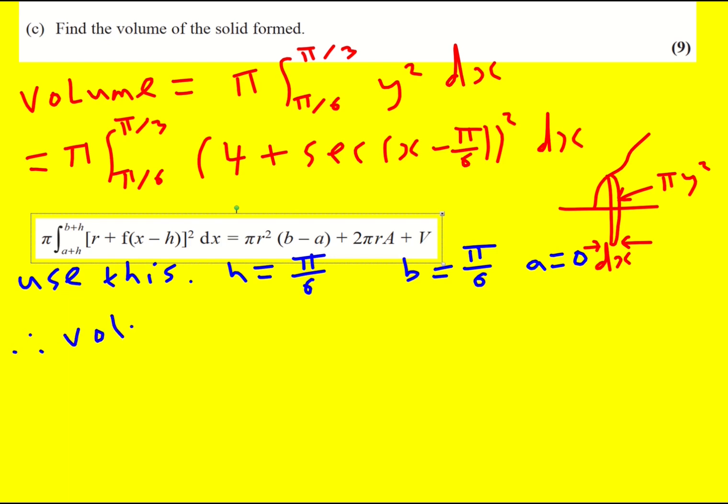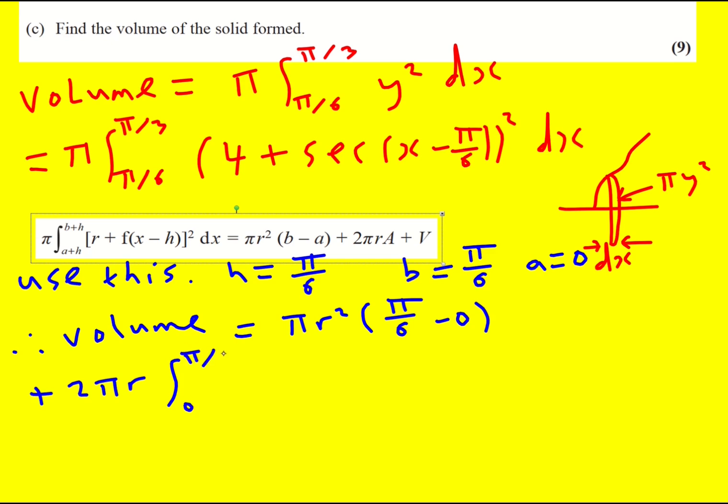Therefore, the volume is going to equal pi r squared times pi over 6 minus 0, plus 2 pi r times the integral from a to b of the function without any shift, just sec x, and then the volume was pi integrated from 0 to pi over 6 of sec squared x.